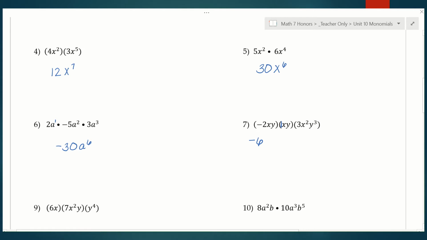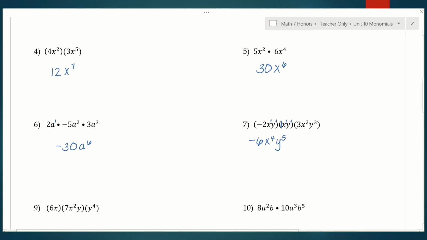Now let's look at our x's. I have an x to the first times x to the first times x to the second, which gives me x to the fourth when I add those exponents. Now we're going to take care of the y's. Y to the first times y to the first times y to the third is y to the fifth when I add those exponents.